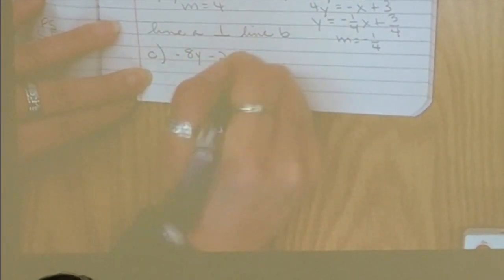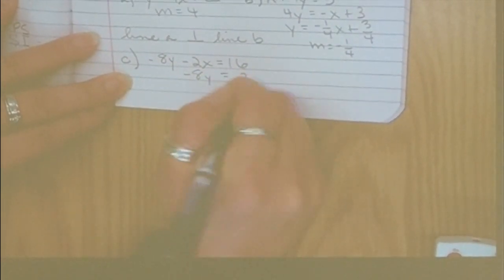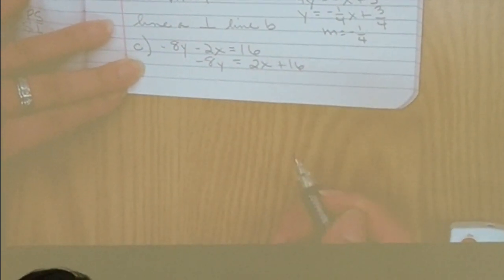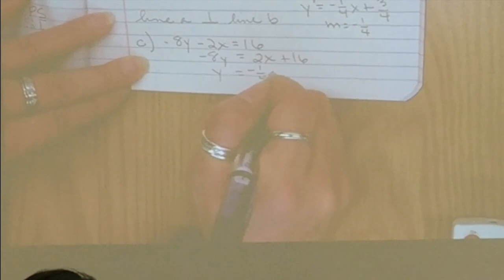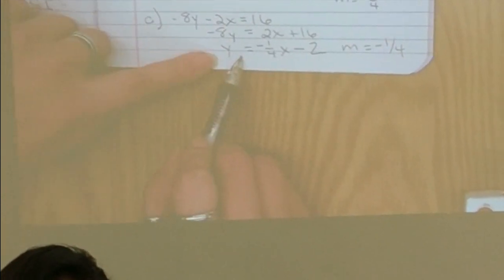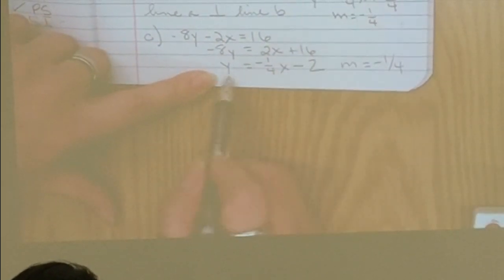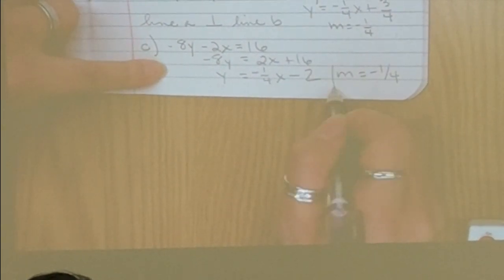Now let's do line C. -8y minus 2x equals 16. Okay, move it around. -8y is 2x plus 16. Divide everything by -8. Y equals -1/4 x minus 2. What's the slope for line C? -1/4. Okay, so line C is what? Parallel to line B. Line C is also perpendicular to line A, and that's just by looking at the slopes.